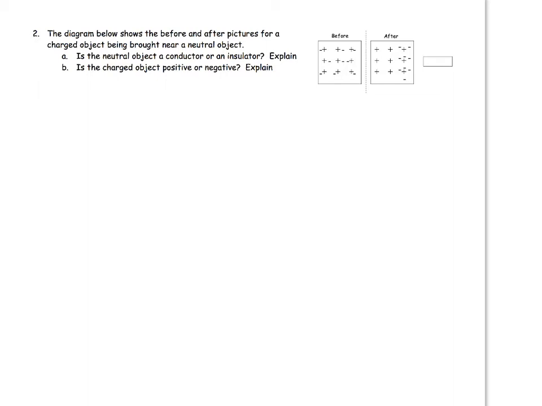For this next one, we have a diagram showing a neutral object before and after a charged object is brought near. And we have two questions here. The first is, is the neutral object a conductor or an insulator? So we're looking at the movement of the electrons, how drastic that movement is.